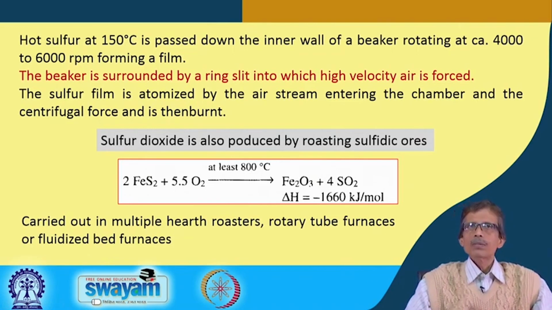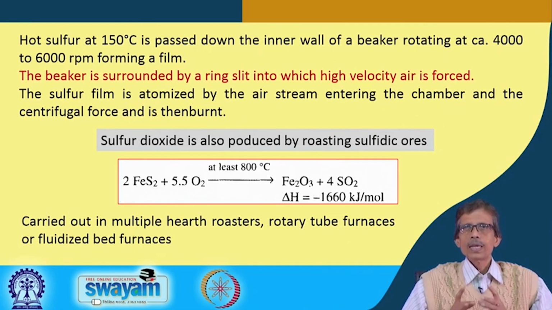So, we get the hot sulfur, and that hot sulfur at 150 degrees centigrade is passed down into the inner wall of a beaker. Basically, if we consider that you have a beaker which is rotating at a very high speed, from 4000 to 6000 rpm, it is forming a film of sulfur. And now that beaker is surrounded by a ring slit into which high velocity air is introduced. So, we are bringing that sulfur as a film into contact with the air, such that we get the reaction directly from sulfur with oxygen, giving you sulfur dioxide.